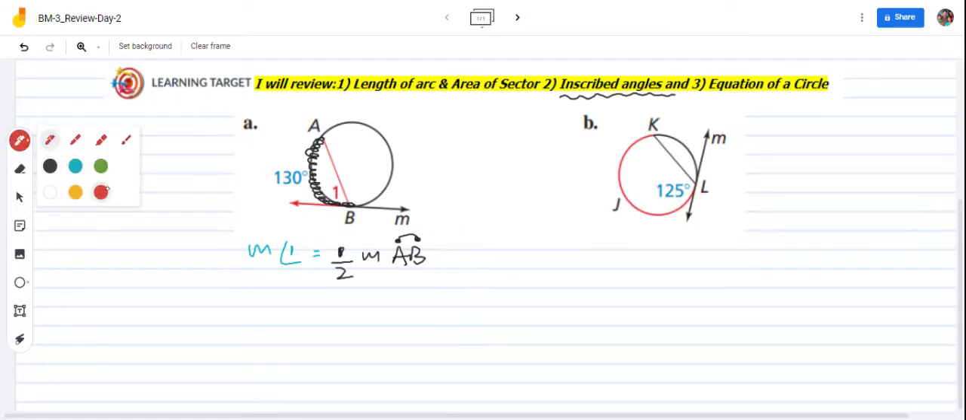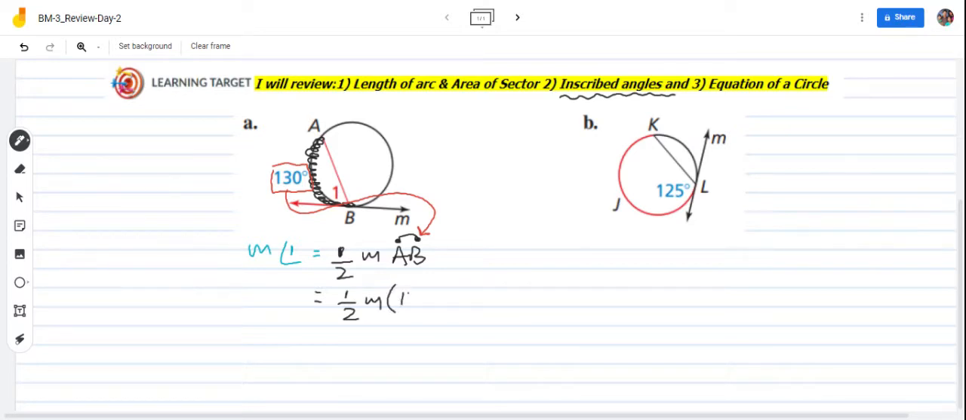You have to input the right values in the right spot. So here 130, it won't go here. Please remember that's not going to be here. Then this should go to the place of arc. Now, just plug in these values. One half of the measure of AB arc, which means 130. Therefore, half of 130 gives you 65. So, measure of angle 1 equals 65 degrees.